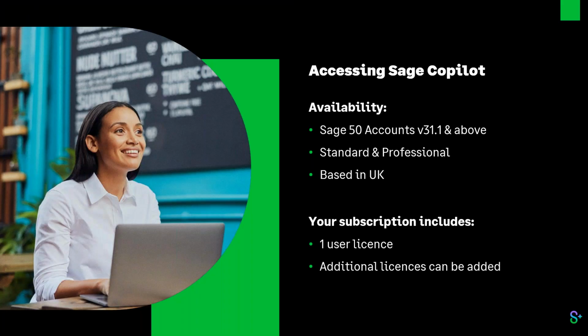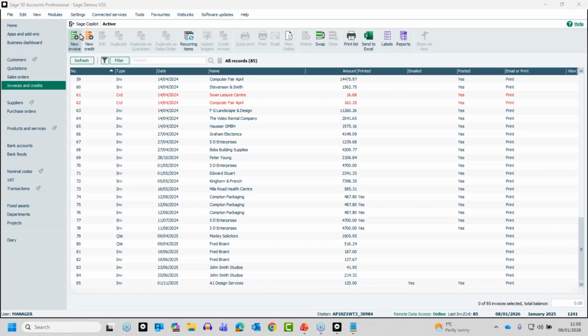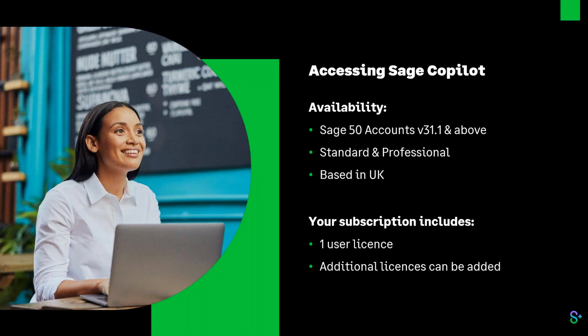I'll quickly share my screen. Just on mine here, you can see mine says Sage 50 Accounts Professional, so I would obviously have it available for the purpose of the demo. But if yours says Sage 50 Accounts Essentials, you won't have that available. It's not available on that level of the software currently. So you're either going to be on Essentials, Standard, or Professional. That's the easiest way to tell. Just look at that title bar.